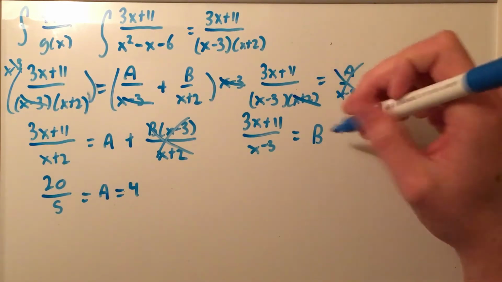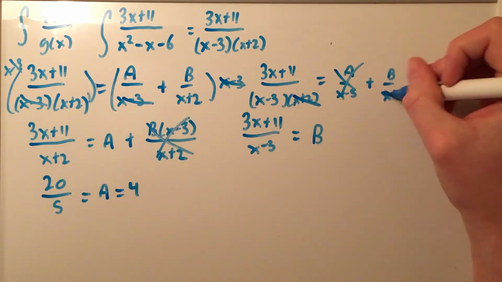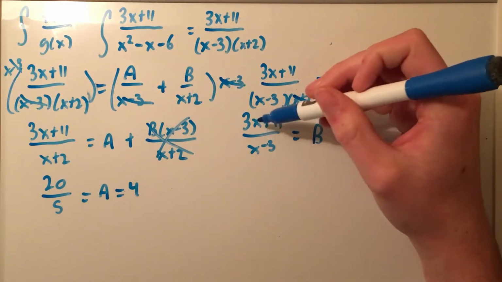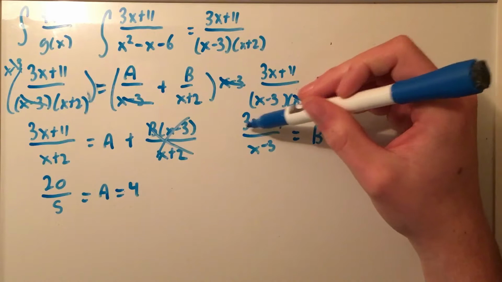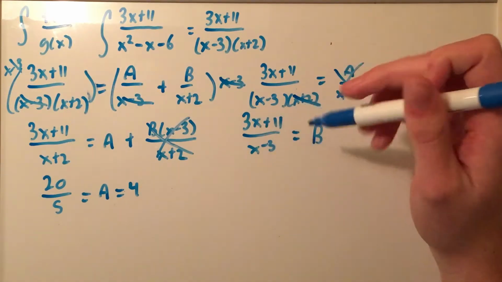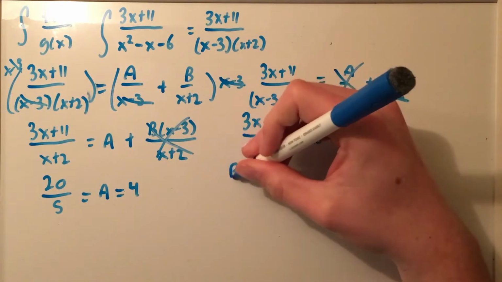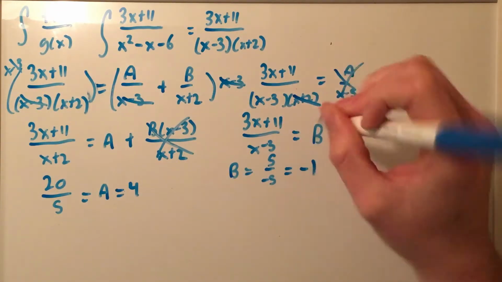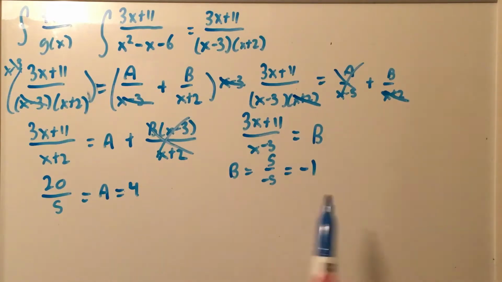So just cancel that out. It's going to be b. So then plug in the negative 2 to make this x plus 2 equal to 0. You plug in negative 2, you get 3 times negative 2 is negative 6, plus 11 is 5. And then negative 2 minus 3 is negative 5. So that's just going to be b equals 5 over negative 5, which is equal to negative 1. So now you have a equals 4 and b equals negative 1.